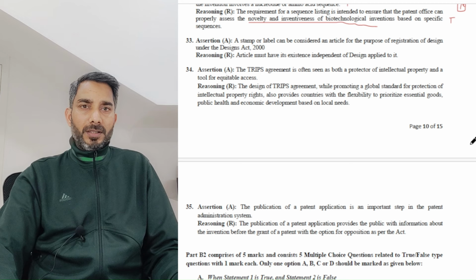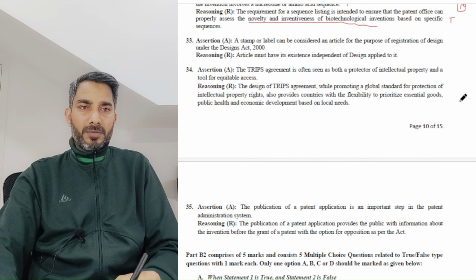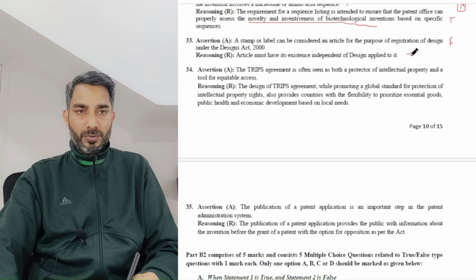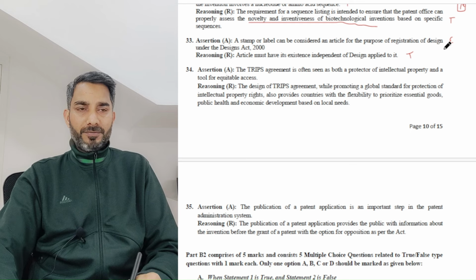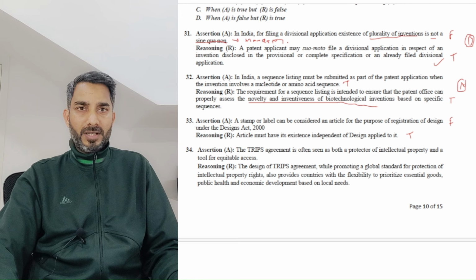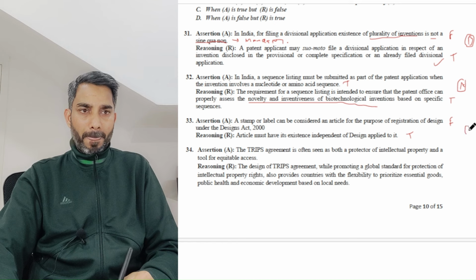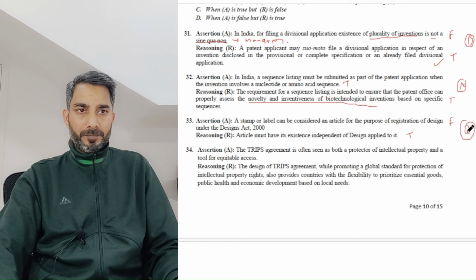33, a stamp or label can be considered an article for the purpose of registration of the design. No. Design has to be on article. Article must have its existence independent of design applied to it. Yes, it has to have its functionality. It has to be used somewhere. So 33 we have false and true. That will be, it says when A is false, R is true. So we will put D here. D.